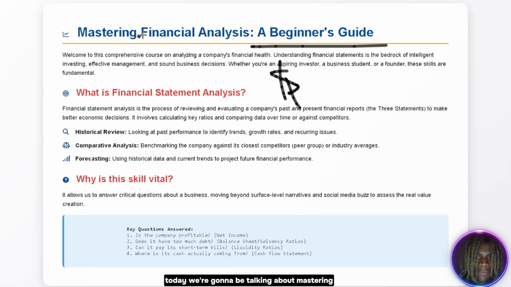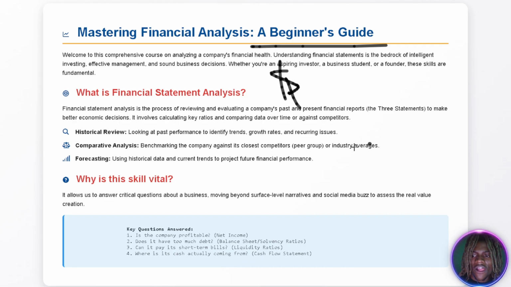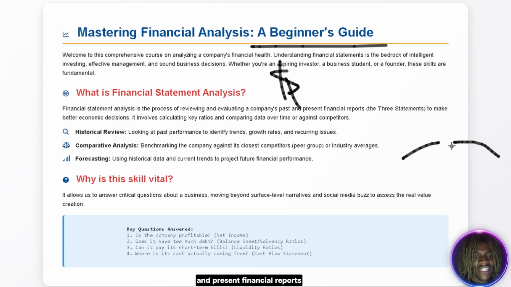Today we're going to be talking about mastering financial analysis, and this is going to be the beginner's guide. So what is financial statement analysis? Financial statement analysis is the process of reviewing and evaluating a company's past and present financial reports, the three statements, to make better economic decisions. It involves calculating key ratios and comparing data over time against competitors.